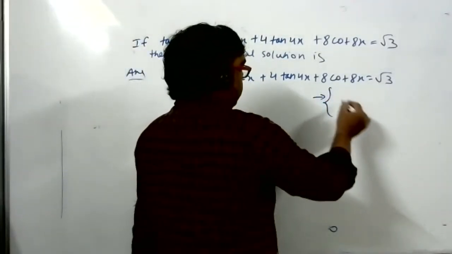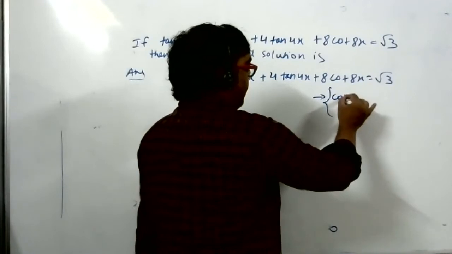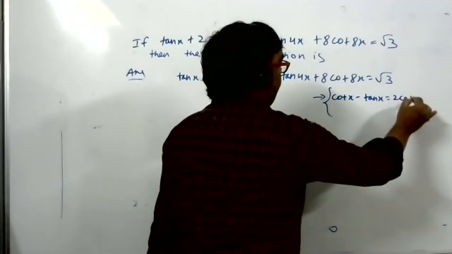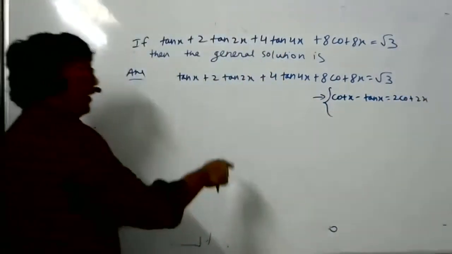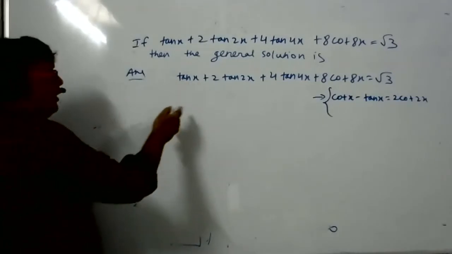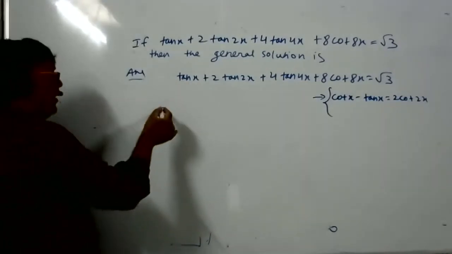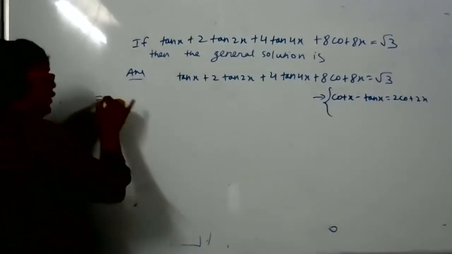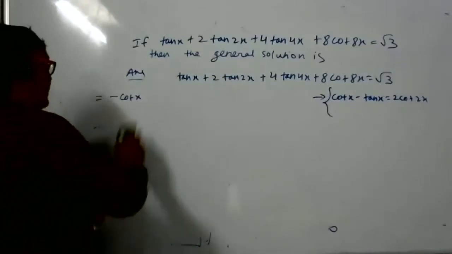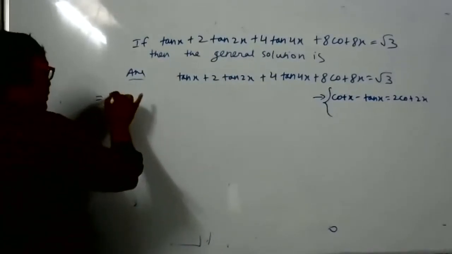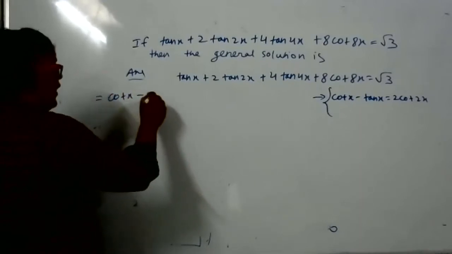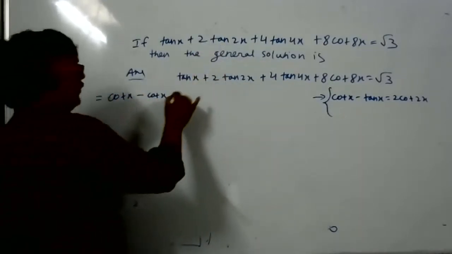The formula is cot x minus tan x is equal to 2 cot 2x. But to use this formula, we need cot x. Cot x is not given here, only tan x is given. So what I will do, I will add cot x and subtract cot x, to use this formula. Add cot x, subtract cot x, remaining thing write as it is.